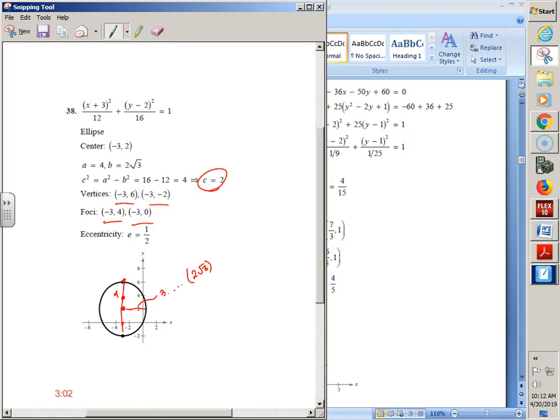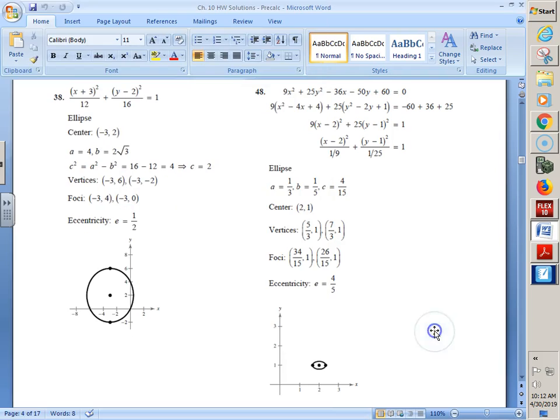Eccentricity. When you take a fraction, what was your C and what was your A can be reduced to look different, right? My C is 2, my A is 4, my eccentricity just reduced. Why am I telling you that? Well, I think there was a question in homework that made you deal with that a little bit. I think it was an odd. But before we get there, number 48.